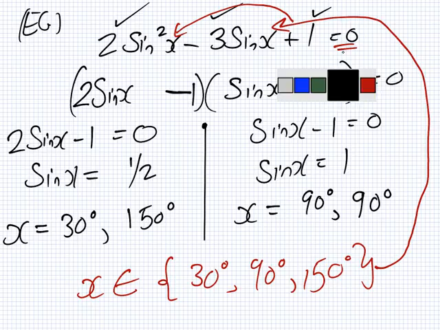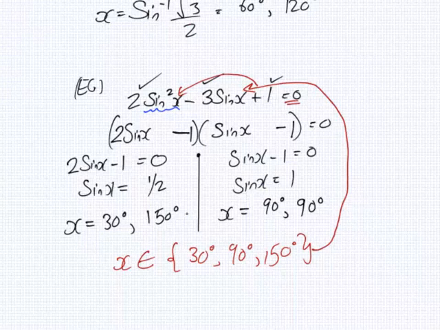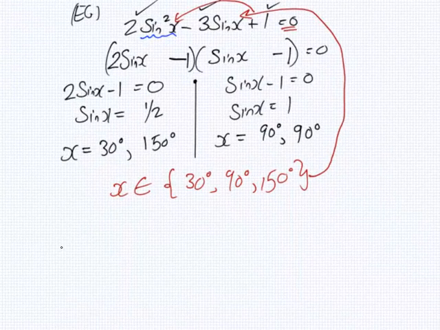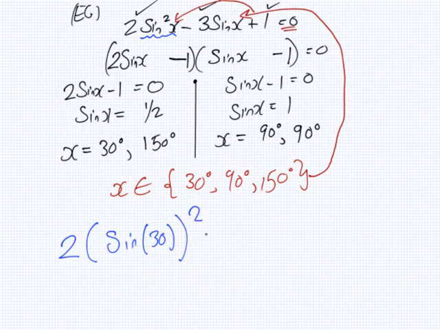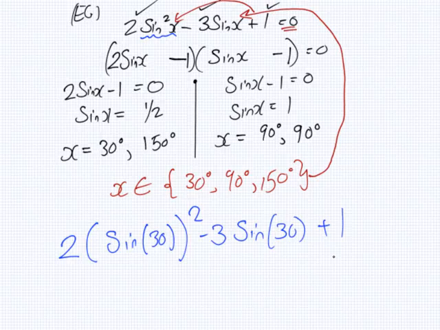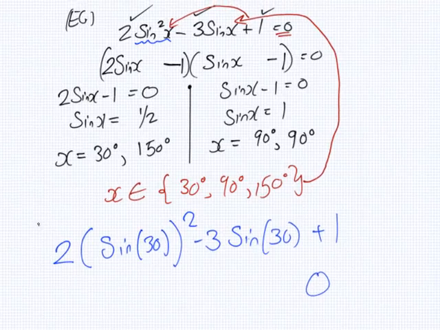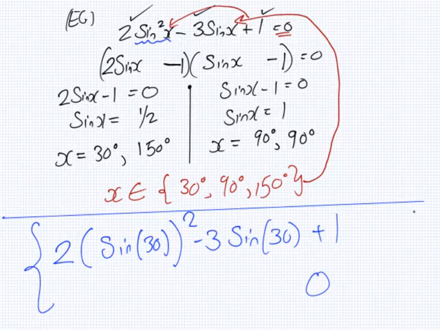Now before anybody asks me how to type this in on the calculator, it gets typed in like this. It will look like this on your calculator. 2 bracket sine bracket 30, like this, squared minus 3 sine 30 plus 1, and then when you hit equals you'll get 0. Okay, so this is how you type the sine squared in. If you didn't know that or you're not sure, please write this part down as well. But this is the answer up here: 30, 90 and 150. That's just a double check.